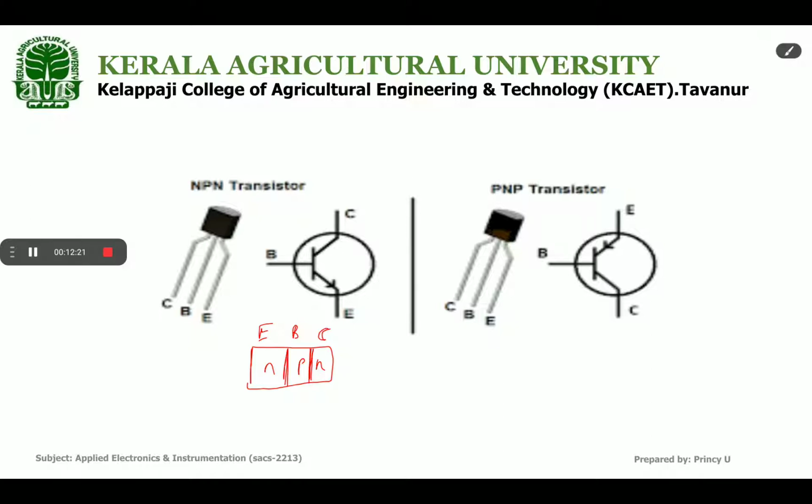So first we take emitter. The section on one side which supplies charge carriers is called emitter. The emitter is always forward biased with respect to base. So as compared to base, emitter is always forward biased so that it can supply a large number of majority carriers.